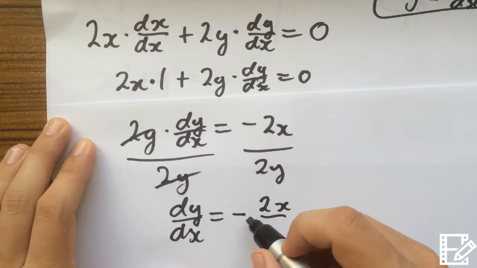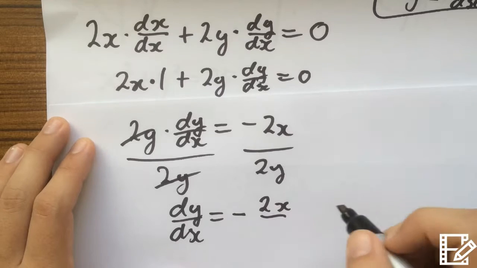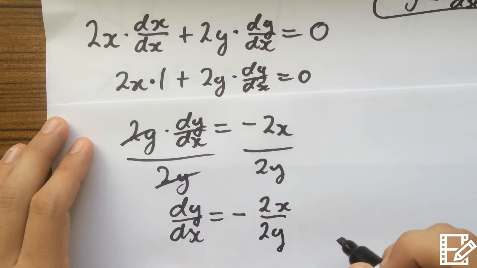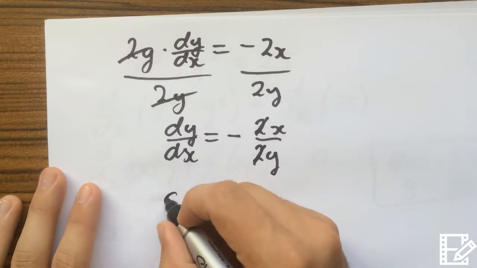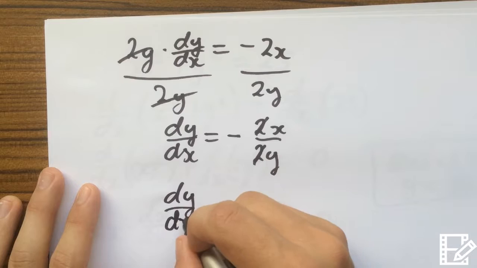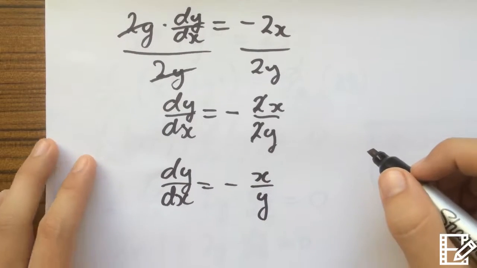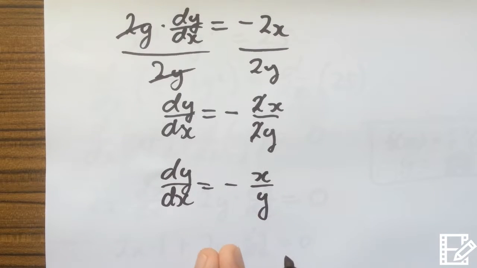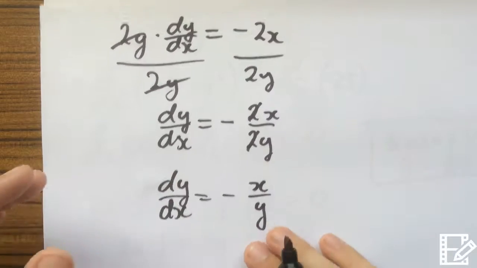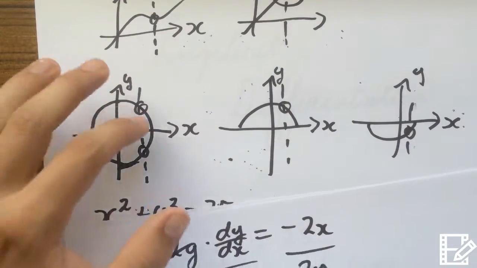I brought the negative down to the middle because if it's a negative on the top or the bottom, the whole thing's a negative. And then we have 2y. Now we can cancel out the 2's because 2 divided by 2 is 1. And what we're left with is dy over dx equals negative x on y. Okay, now that there is what we use to find the slope at one of these points or wherever.